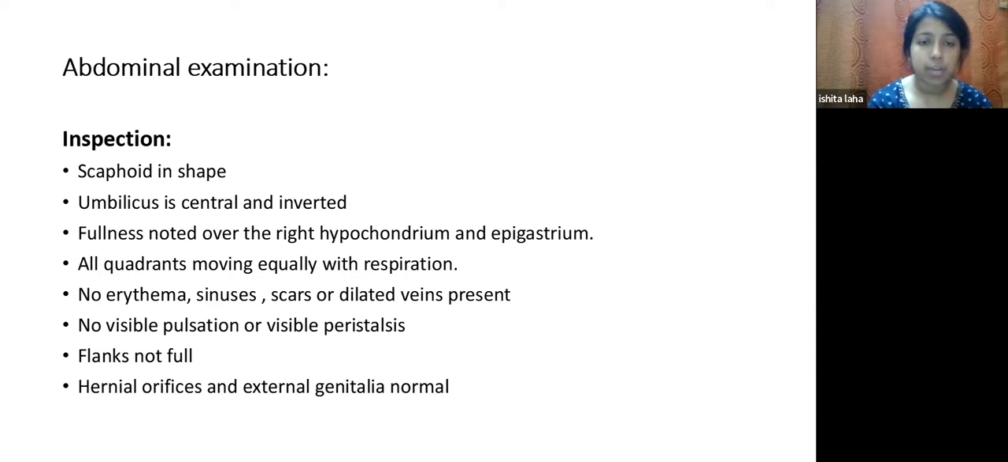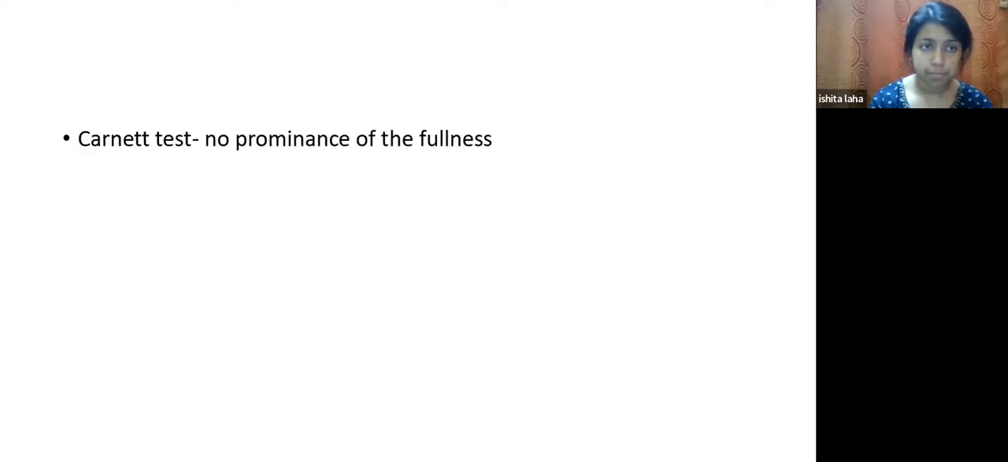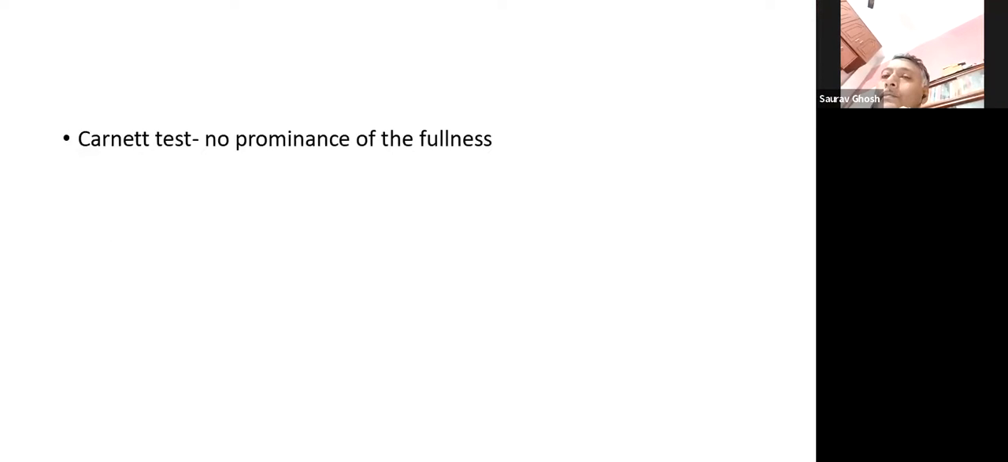All quadrants are moving equally with respiration. There is no erythema, sinuses, scars, or dilated veins present. No visible pulsation or visible peristalsis. Flanks are not full, and hernial orifices and external genitalia are normal. Carnett's test shows no prominence of the fullness.